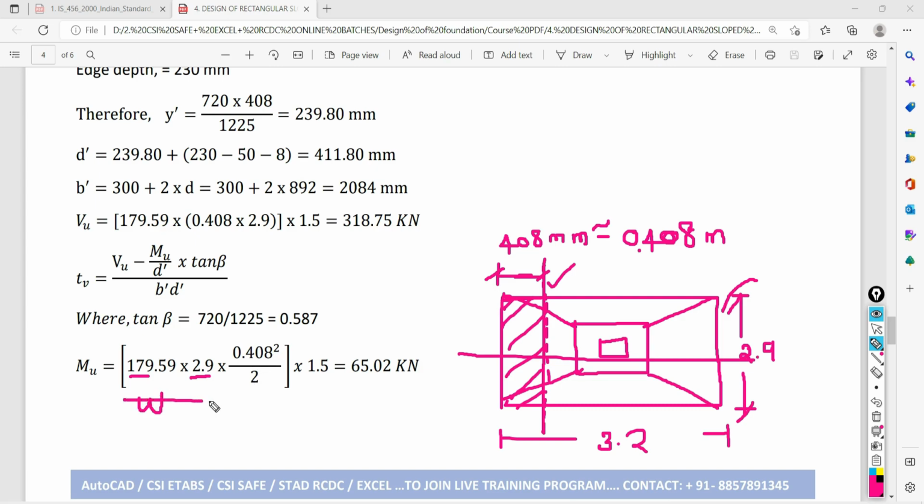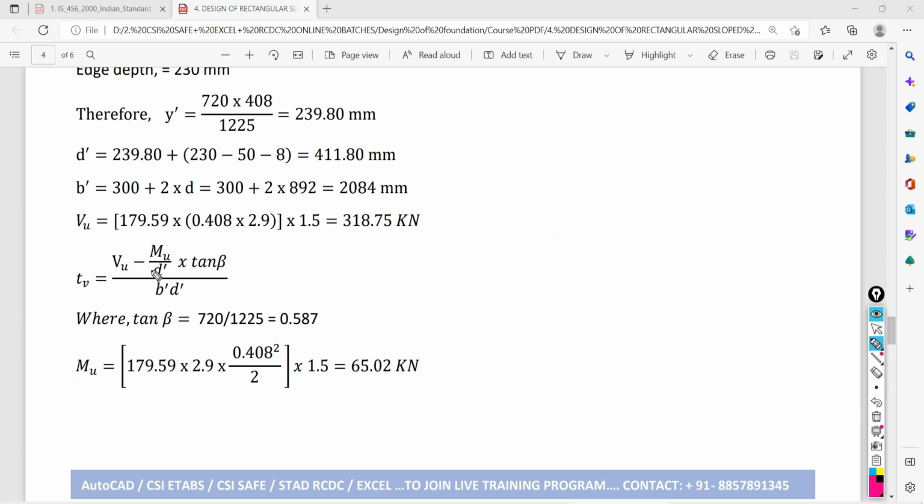This is the service moment you are getting. If you multiply this value with the 1.5 factor, you will get the ultimate moment, or you can say the factored moment at that particular section. Now we have all the values: the ultimate shear force, the ultimate moment, the effective depth at that proposed section, and the effective width available at that section. Everything is there. Tan beta value is also there. So we can calculate the nominal shear at that proposed section of one-way shear.